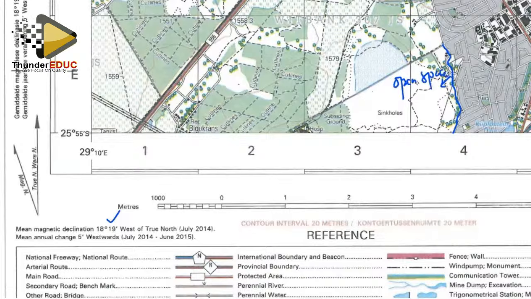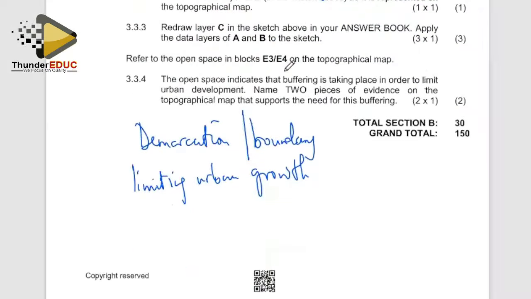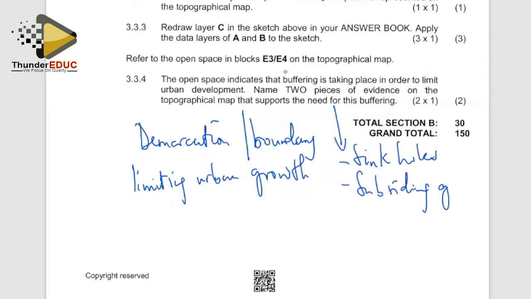But we want to find justification. Why is there a need to keep this open space here and not let this built-up area encroach into this area? One reason, there are sinkholes here. It's a danger to construct in areas of sinkholes. The infrastructure will sink, the buildings will sink at some point. And there is also subsiding ground, if we look at here. So those typical areas are not suitable for urban development and infrastructure development. They must be left open for those reasons. So if we are to justify, our justification is the area has sinkholes and it also has subsiding ground. Those are our responses or our justifications as to why there's need to buffer that particular urban area and not encroach into that open space. It's a very risky area to develop infrastructure and to build houses.